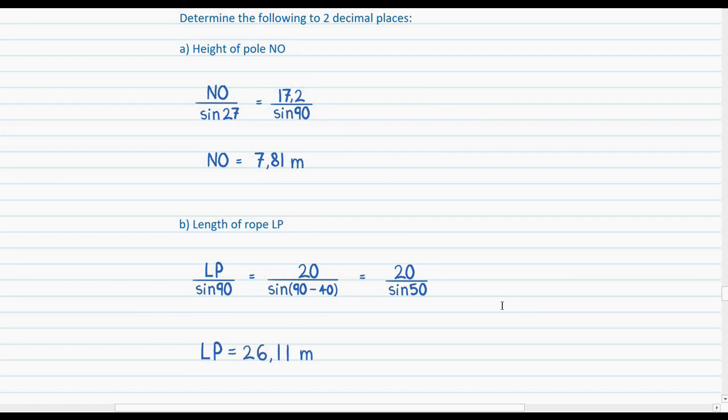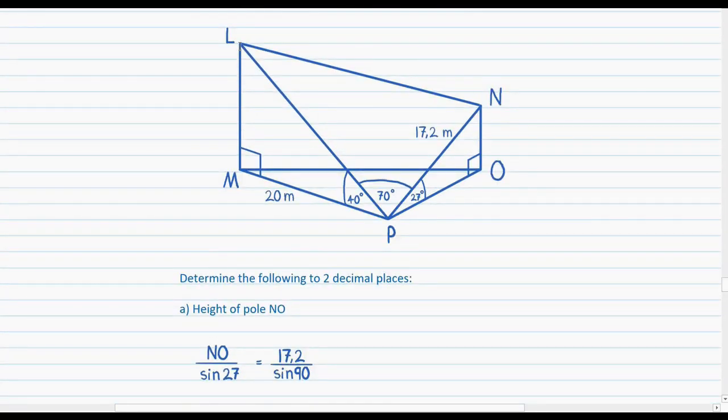Then for the final part of the question, we need to determine the length of a rope LN. So the length of this rope. So what information do we have available? For this triangle, we know this length NP as 17,2 meters. We just determined this length LP as 26,11 meters, and we just know one of the three angles. So we have two lengths and one angle.